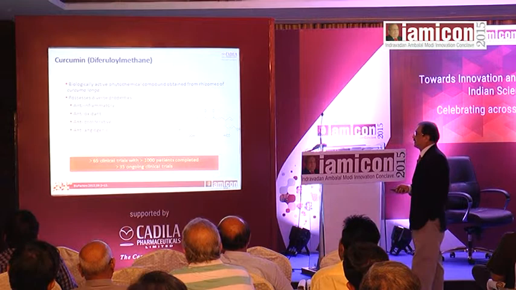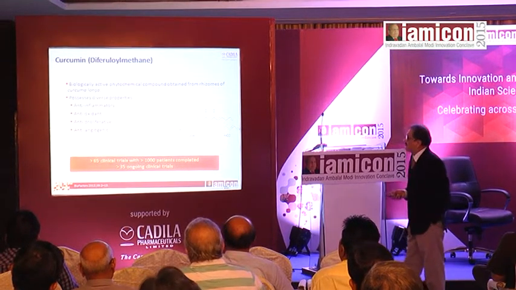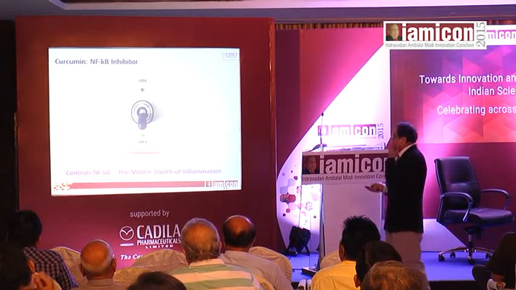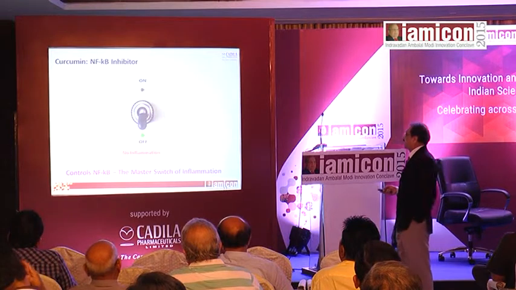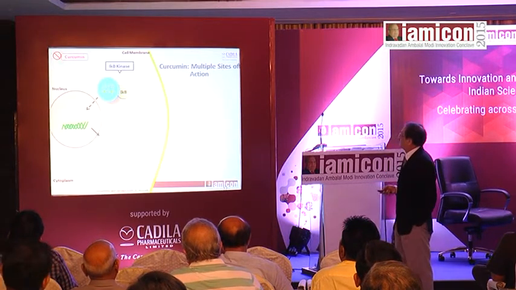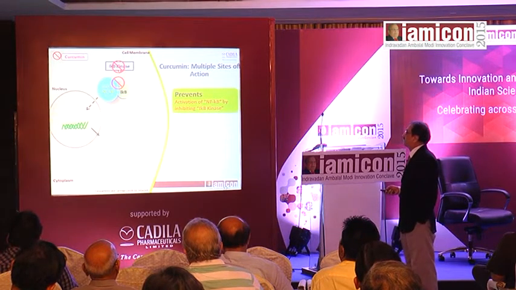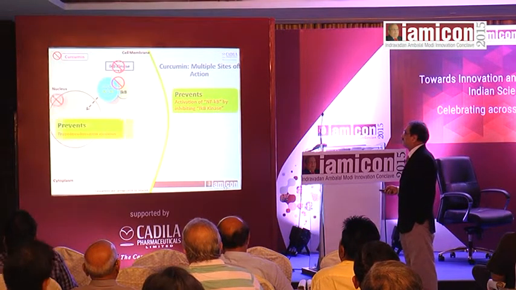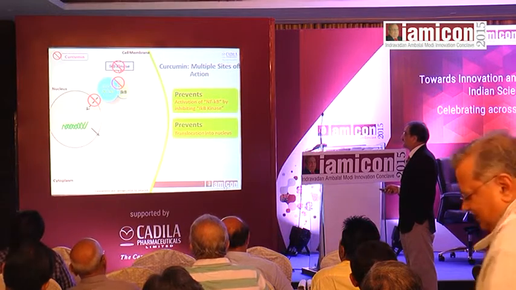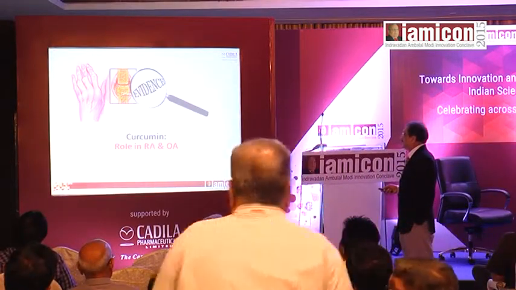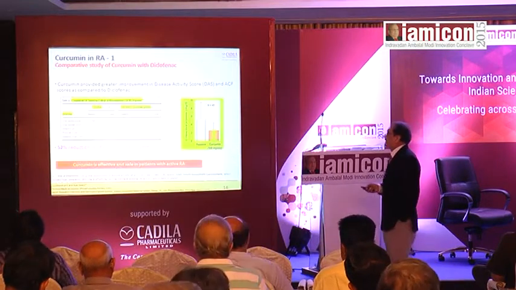Curcumin is a biologically active compound. It possesses anti-inflammatory, antioxidant, anti-proliferative, and anti-angiogenic properties. So it controls this nuclear factor. As has been explained, it blocks the various stages where the nuclear factor acts and leads to ultimate arthritis. So there are various studies going on.